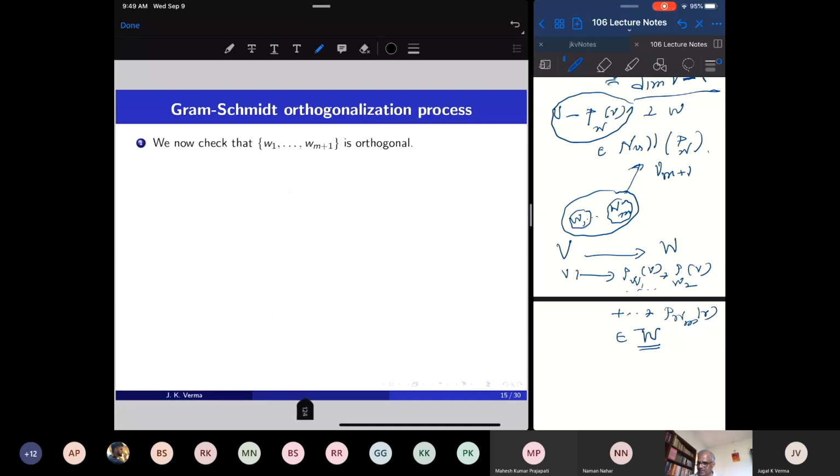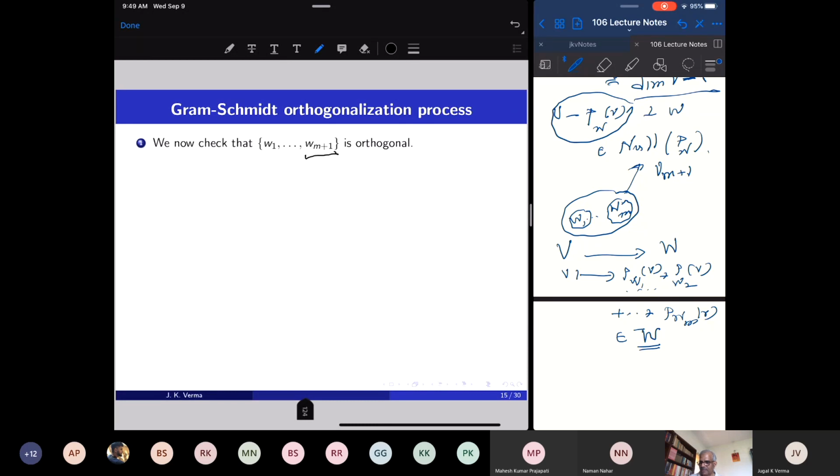We will check that this is an orthogonal set of vectors. We wanted to enlarge a given set of vectors into an orthogonal set of vectors, and this is what we did. We constructed this Wm plus 1 from Vm plus 1. So let's show that this is orthogonal.